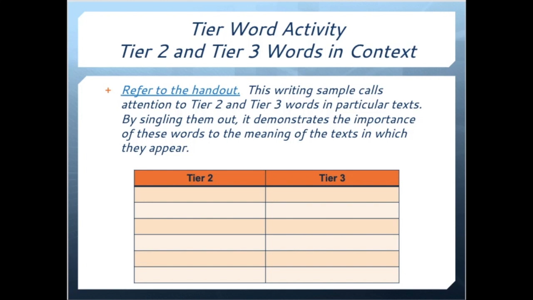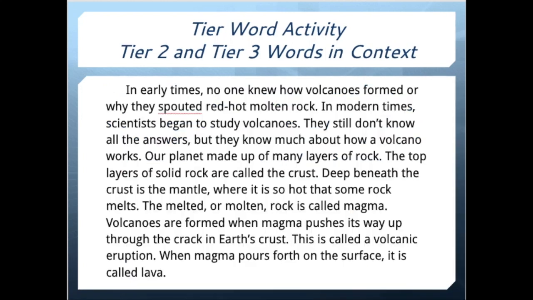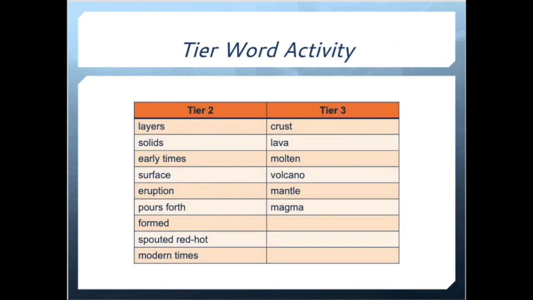I'm going to be showing you some academic text. So here is an academic text from a social studies textbook about volcanoes. So as you take a look at some of these words, we can break them into different categories. So some of the Tier 2 words, words that students might see in several different disciplines: layers, solids, eruption, formed. The Tier 3 words are specific to science: crust, lava, molten, volcano, mantle, magma.